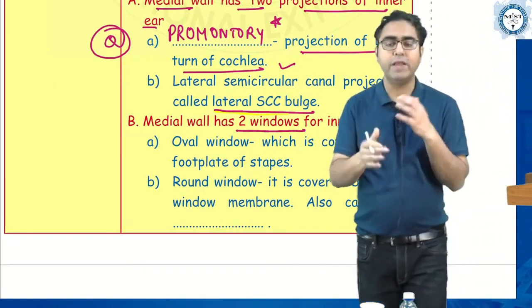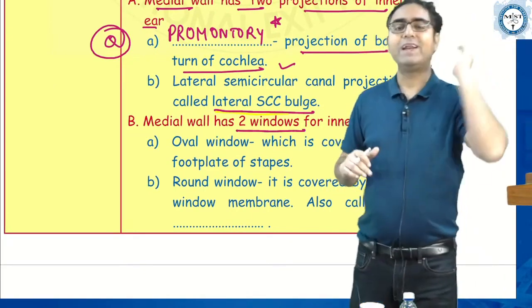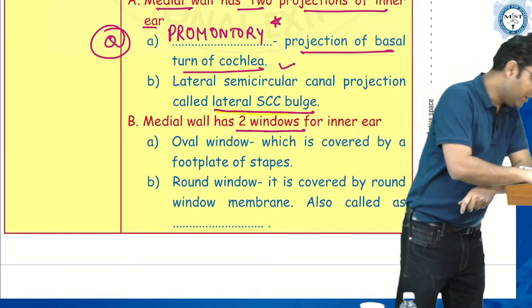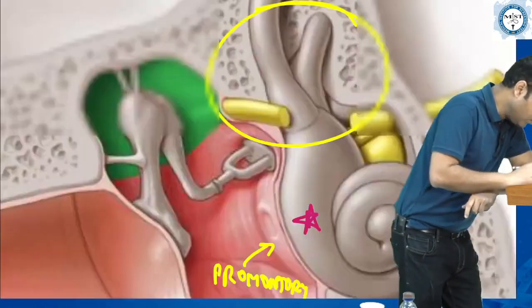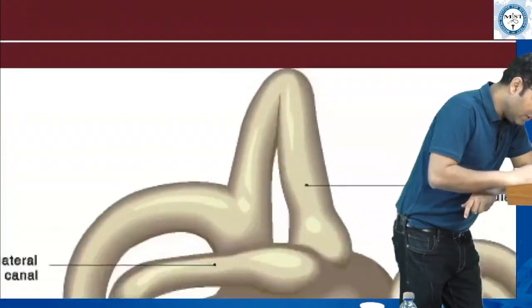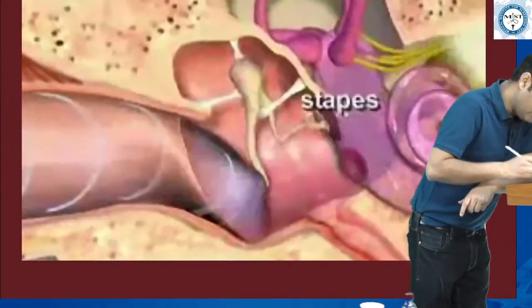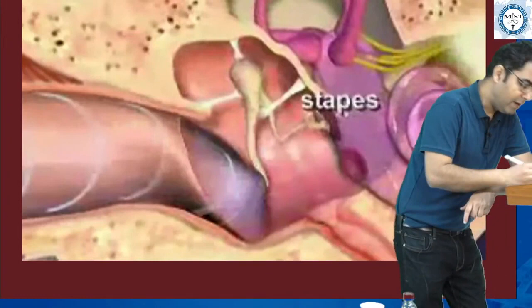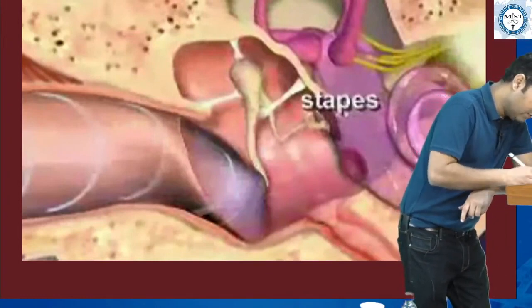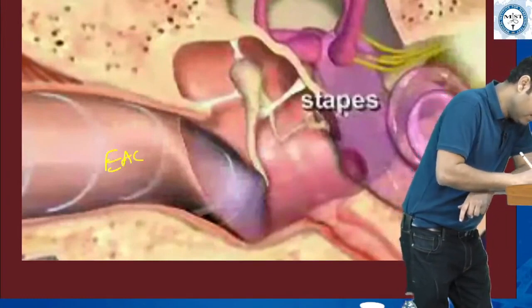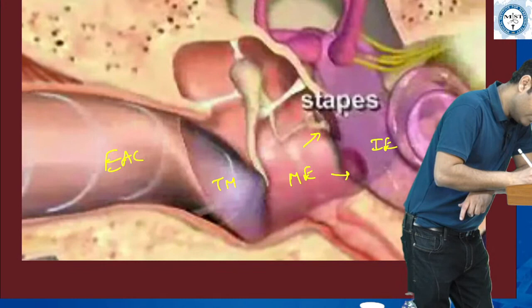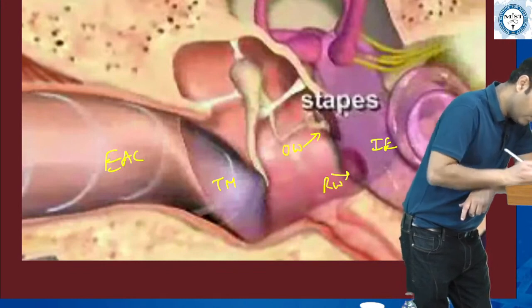I'm sure you know the names of the two windows: oval window and round window. The medial wall has two windows also. Everybody look at the diagram. This is the external auditory canal, tympanic membrane, middle ear, inner ear. This is the oval window, this is the round window. Can you see?